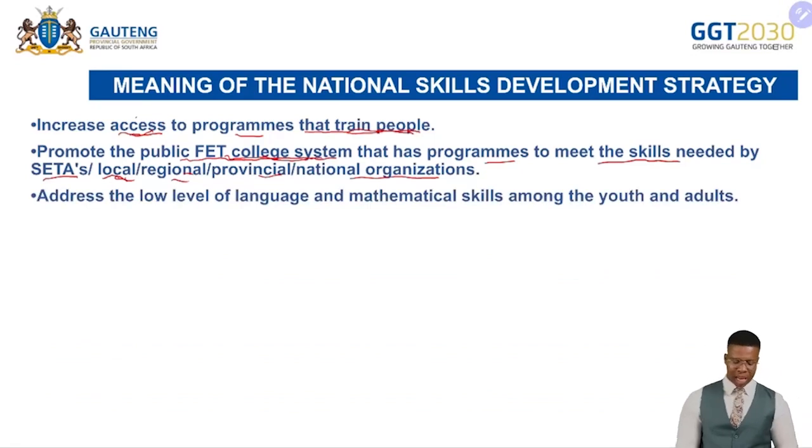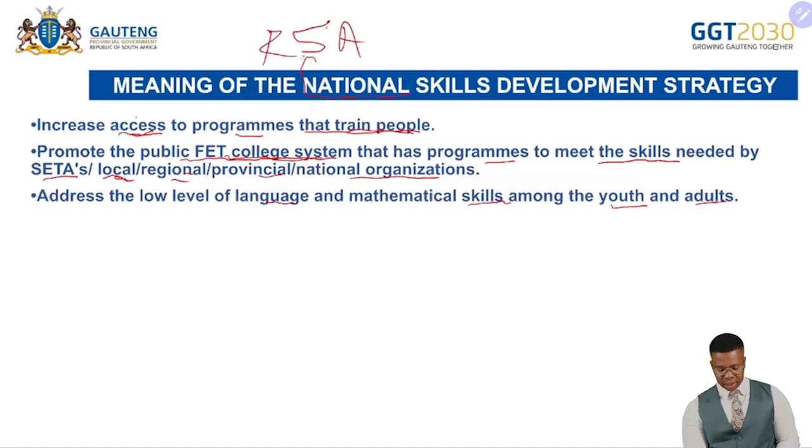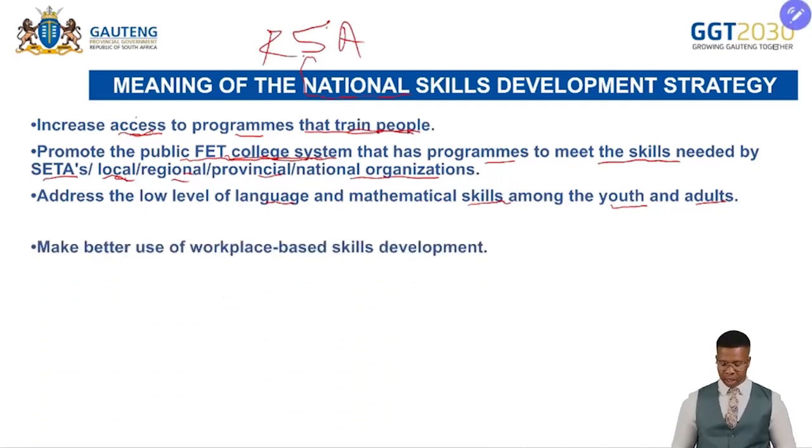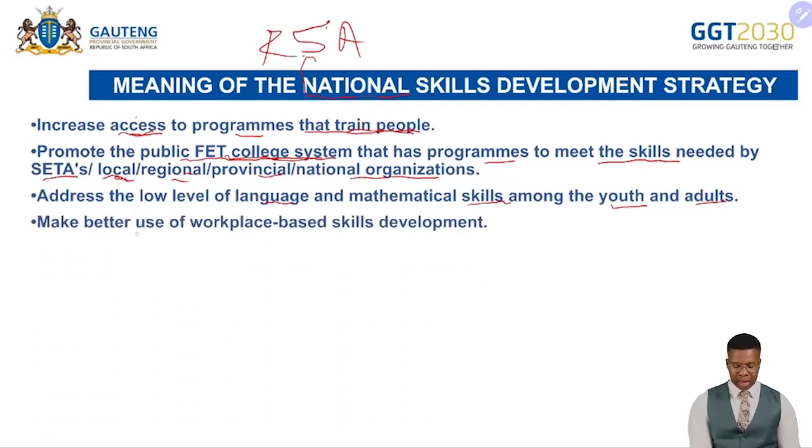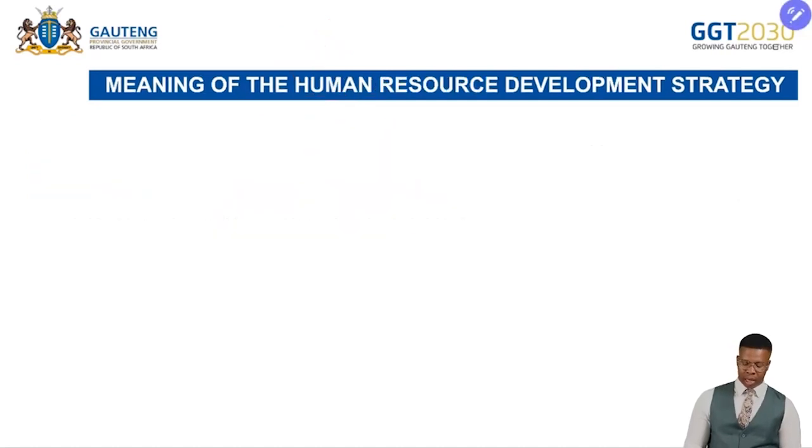And then another one, address the low level of language and mathematical skills amongst the youth and adults. So hence I say this is national, and when we are saying national, we are saying South African, the RSA, Republic of South Africa government, ways in which they can improve the skills in South Africa and make better use of workplace-based skills development. And that is one way.